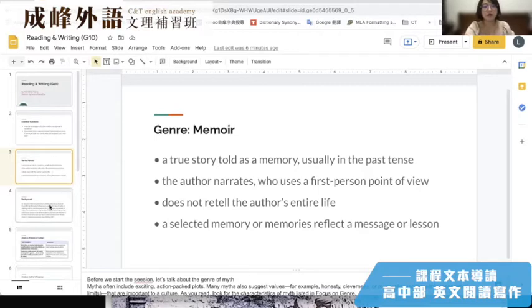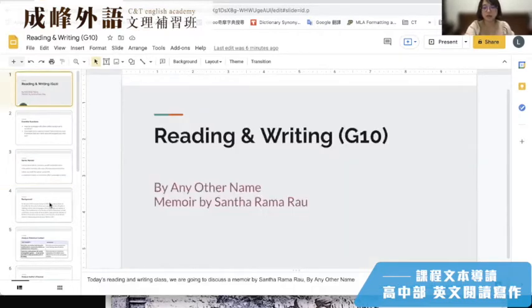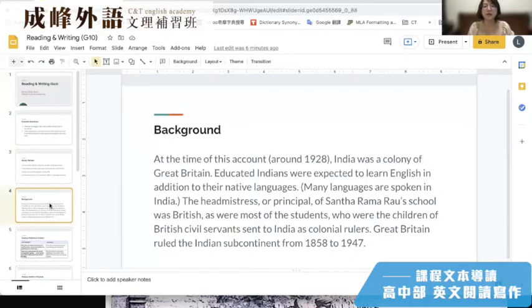So how about this story, "By Any Other Name"? The background information is that the time of this account is around 1928. India was a colony of Great Britain, and educated Indians were expected to learn English in addition to their native languages. Many languages were spoken in India back then. The headmistress, or principal, of the school was British, as were most of the students, who were the children of British civil servants sent to India as colonial rulers. Great Britain ruled the Indian subcontinent from 1858 to 1947.